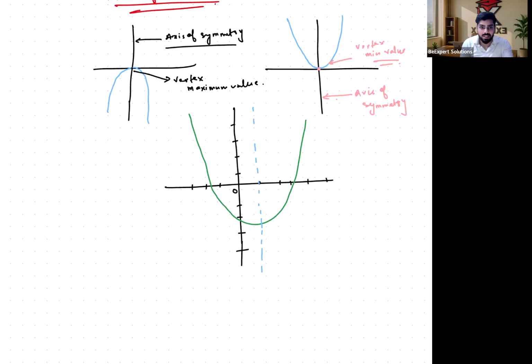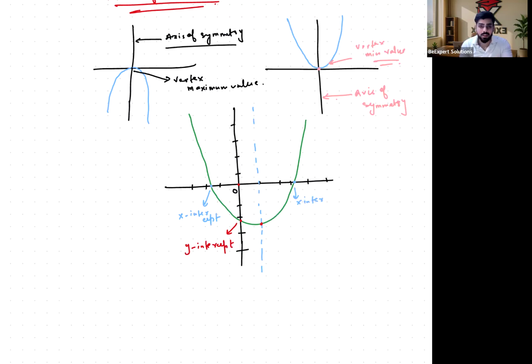Now, wherever it touches the y-axis, this is your y-intercept, where x is 0. Here, the value of x is 0, right? If you talk about the x-intercept, these are the 2 points here and here. These are the 2 points which are the x-intercepts. This is also an x-intercept, and this one is also an x-intercept.